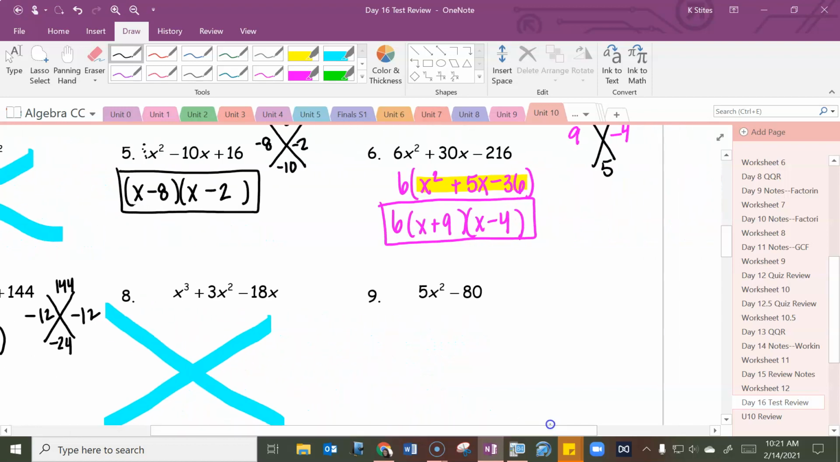All right, and number 9. Number 9 has a number in front, and 5 goes into both 5 and 80, so this is our GCF. We're going to take that out. 5 times x squared is 5x squared, and 5 times 16 is 80. Remember, this is like an invisible 0x right there. This is like saying we're multiplying to negative 16 and adding to 0. Remember, the only numbers that add to 0 are opposites, so this is going to need to be a 4 and a negative 4.